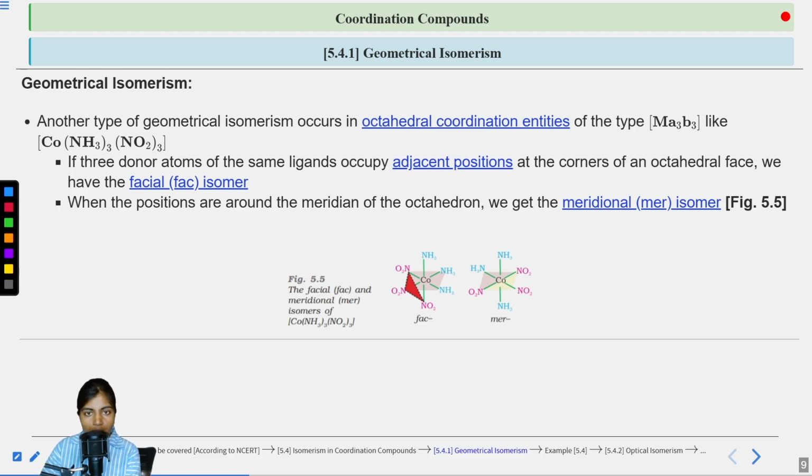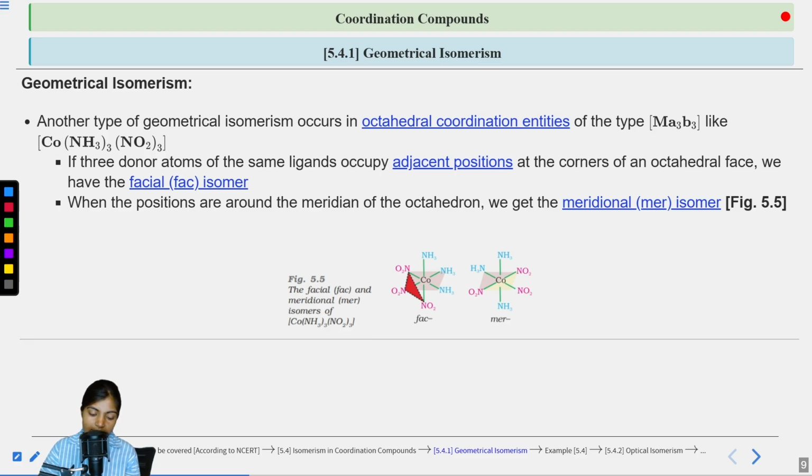Similarly, if you position the ligands around the meridian of the octahedron, like in this structure, the cobalt is the central metal, and the NO2 you are placing at the meridian of the octahedron, the octahedral coordination entity. So the octahedron meridian is this one, and at the meridian of the octahedron you are placing the same ligand, then you will get the meridional isomer.